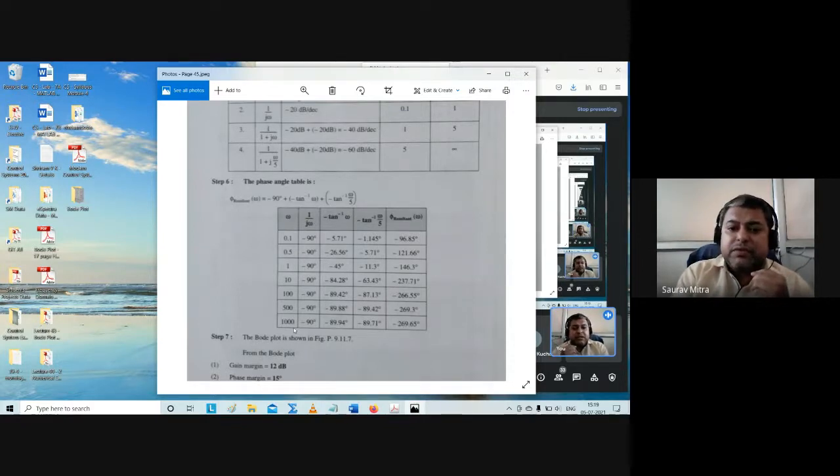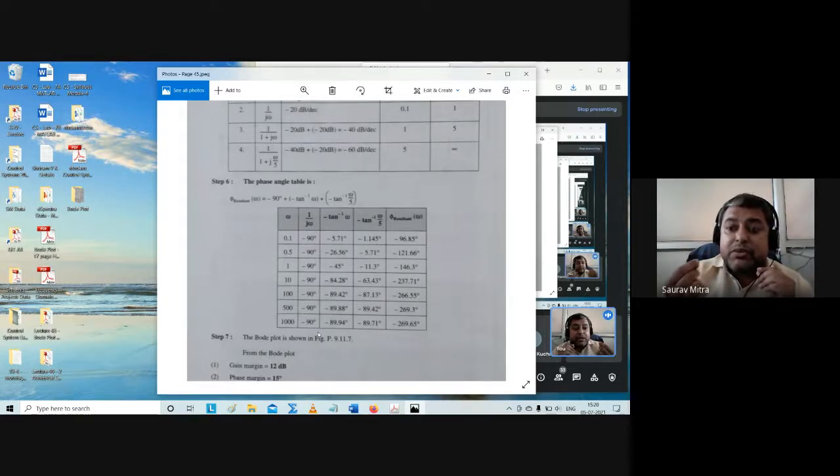If you put 10,000, it will be around minus 269.8. It will go very close to minus 270, but in your calculation you cannot show it touching minus 270, because only at omega equal to infinity will this touch minus 270. So this is how the phase is to be drawn.